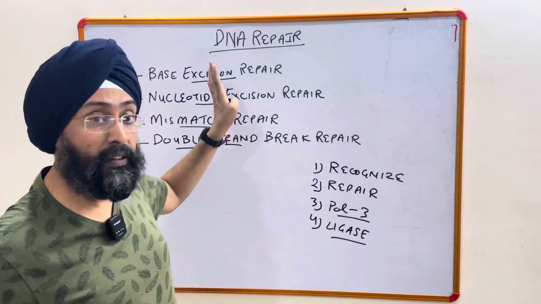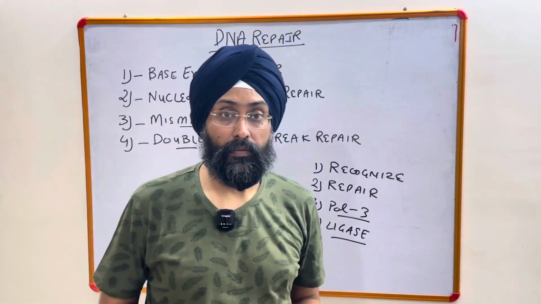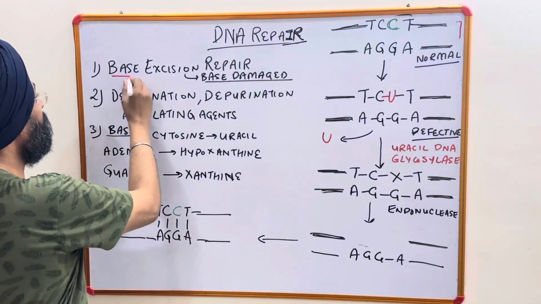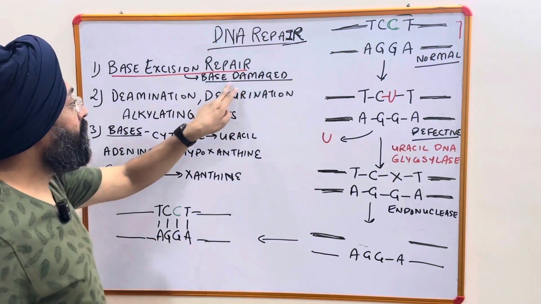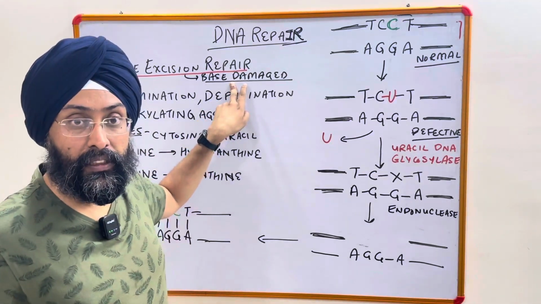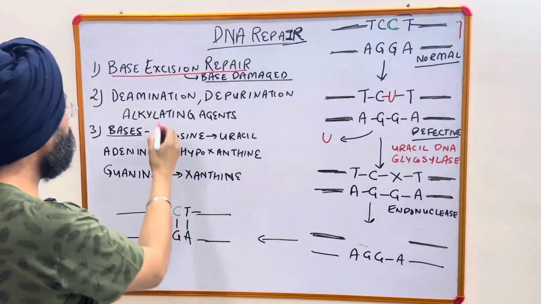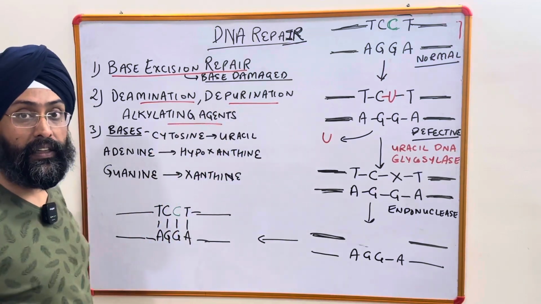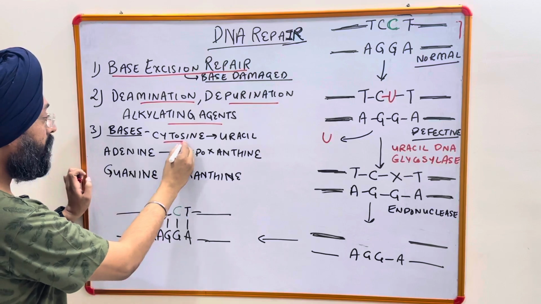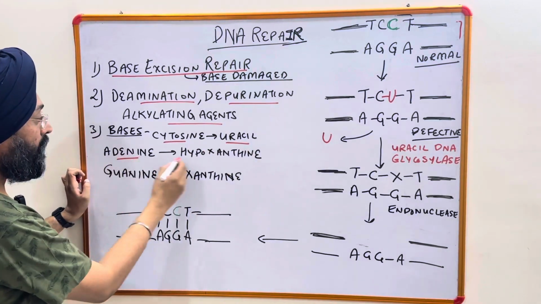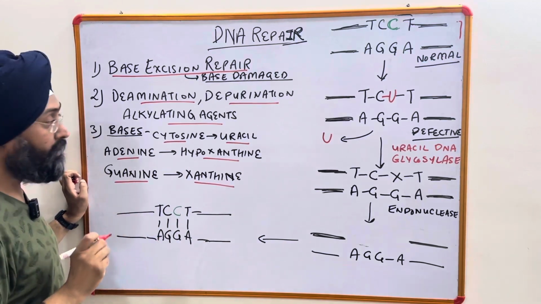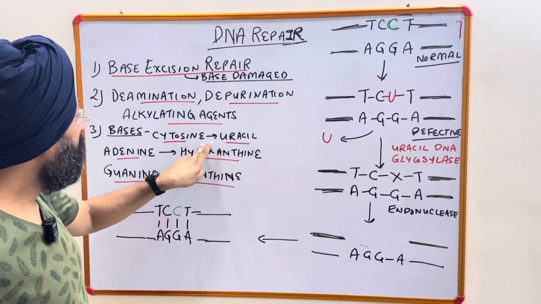Now we'll discuss them individually. In this first DNA repair, that is base excision repair, a single base is damaged, right? It can happen due to deamination, depurination, or alkylating agents. So cytosine can be replaced with uracil, adenine can be replaced with hypoxanthine, or guanine can be replaced with xanthine, right? So let's discuss this example practically.